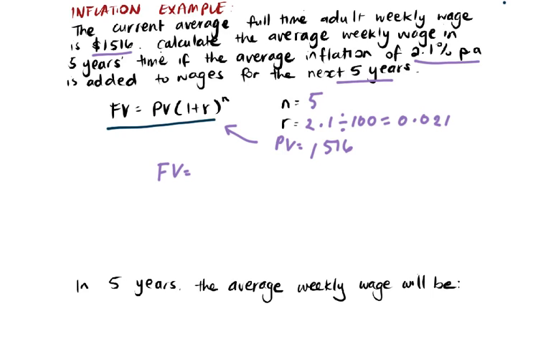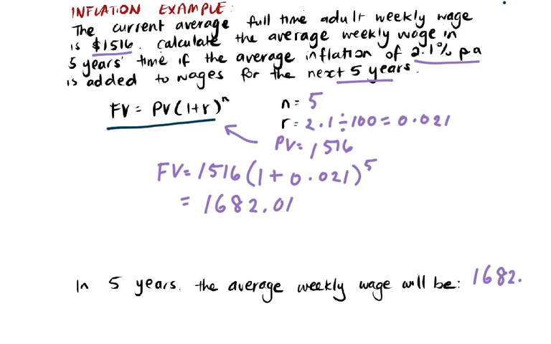We're now going to substitute these values back into the formula. So FV equals 1,516, open bracket, 1 plus 0.021, to the power of 5. Once we calculate that, we get $1,682.01. So in 5 years, the average weekly wage will be $1,682.01. You can see how we can use the compound interest formula to calculate what a future wage would be if it's increased due to inflation.